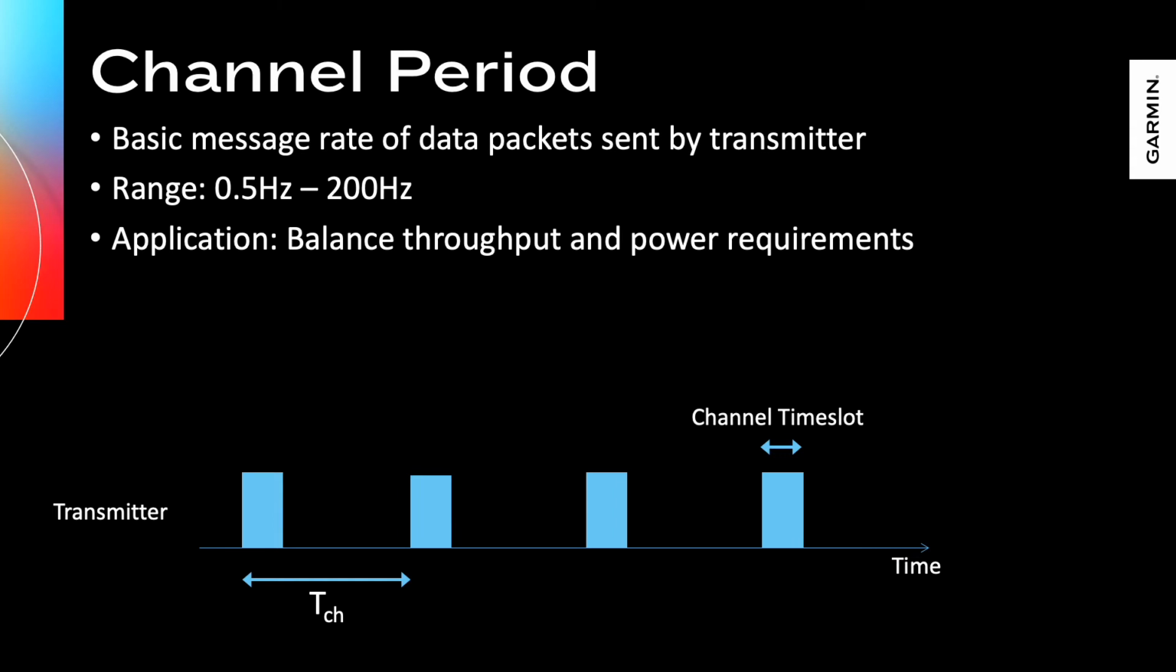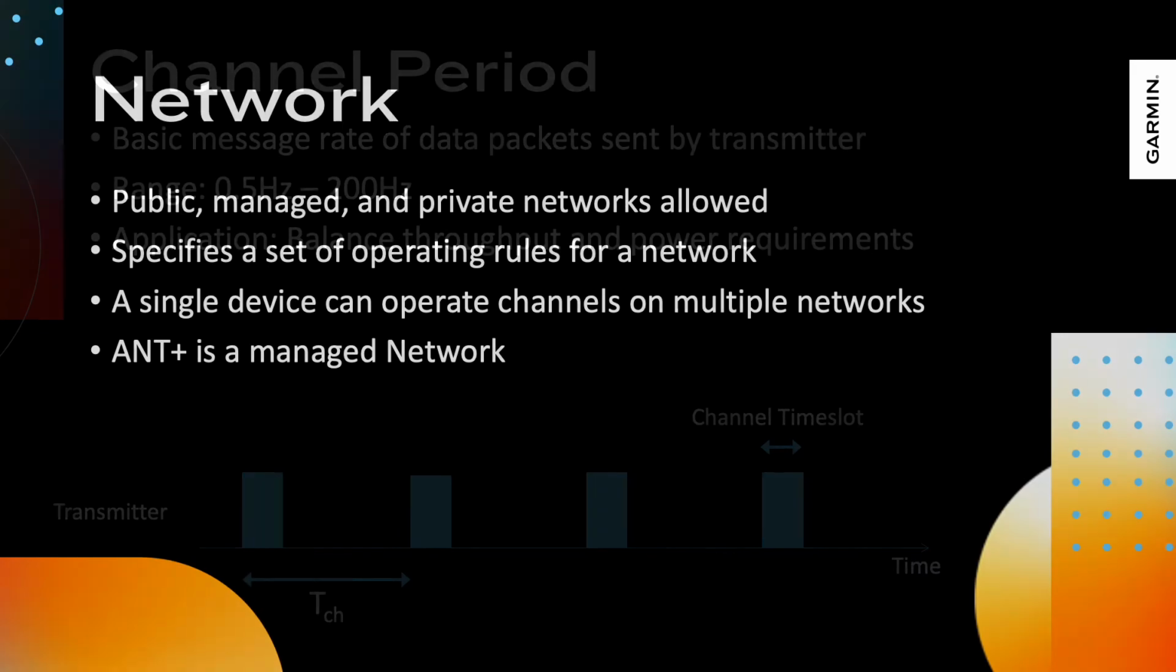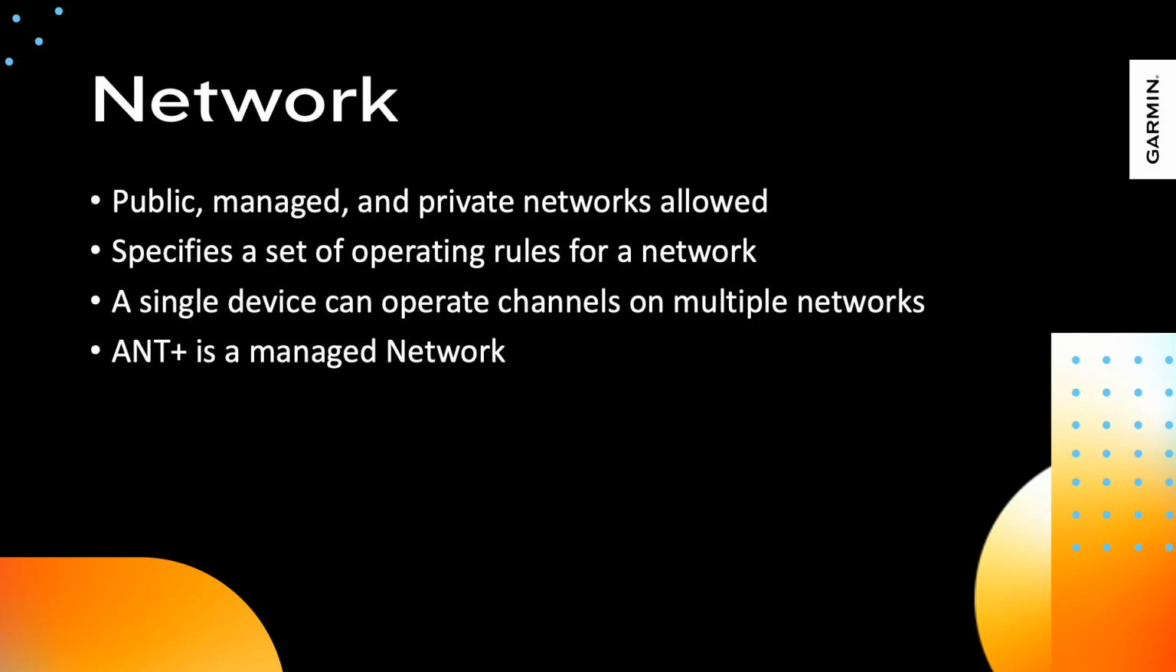The channel period controls the basic message rate of data packets sent by the transmitter. It can be used to balance throughput requirements with power consumption requirements. As the channel period decreases, throughput increases, but power consumption also increases. Finally, the network key channel parameter is used to uniquely identify a network. The network key can provide a level of security and access control. Only channels with identical valid network keys may communicate with each other.